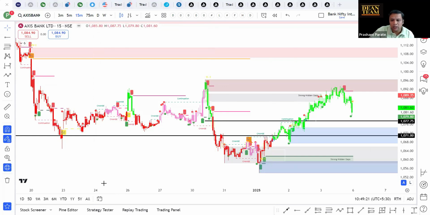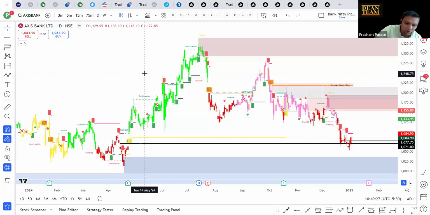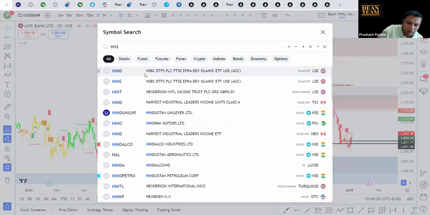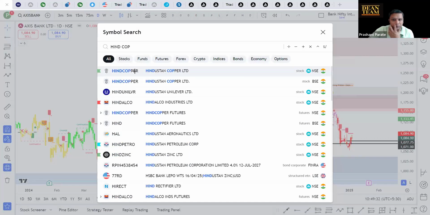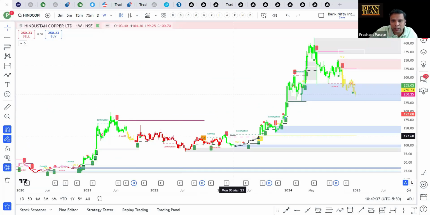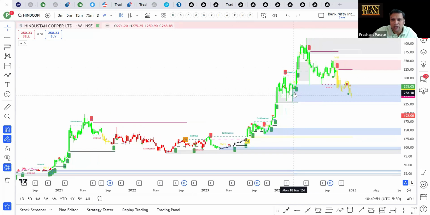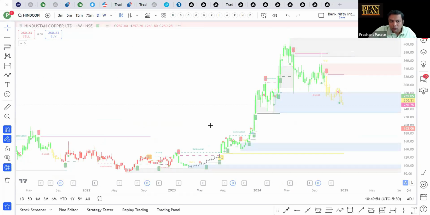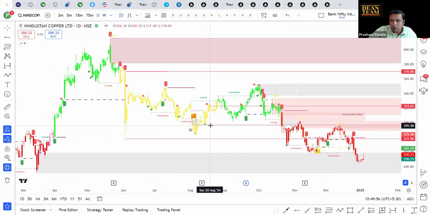Okay, I will check Hind Copper, NBCC, and then we'll end the session. Hind Copper. Hind Copper daily is in downtrend, weekly is in the buying area. On the weekly, you can see there is a climatic move, rapid two candles here, two, three candles here, came down, again rapid candles, again strong downward force. So these kinds of strong downward candles can be used for partial profit booking when the trend is up.